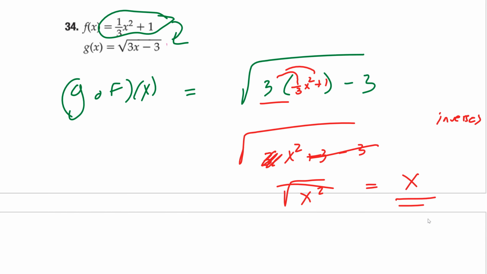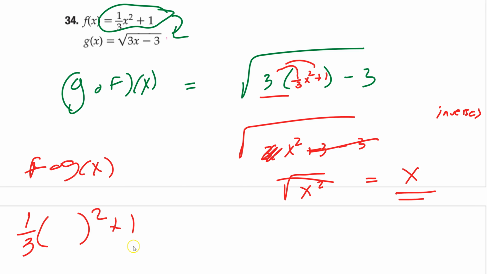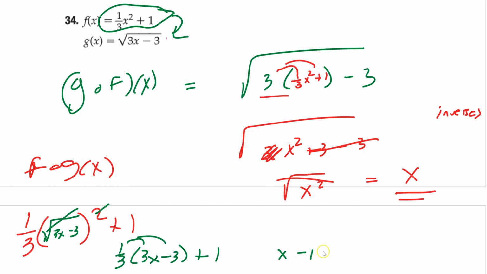And again, if you want, you could do it the other way also. You could plug g into f. So I'm going to plug that into there. F is this. And let's plug in the g function, which was this thing. First thing that happens, the square and the square root cancel out. You get 1/3 of 3x minus 3, plus 1. Then we distribute the 1/3, and I get x minus 1 plus 1. And then the 1s cancel, you just get x.